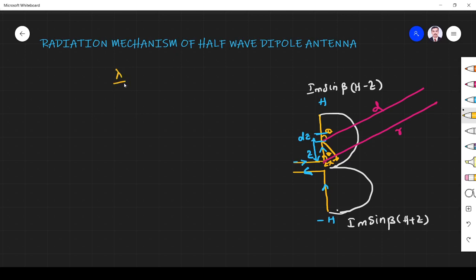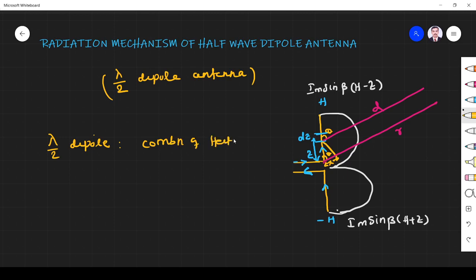Half wave means lambda by 2, right? A lambda by 2 dipole. We can consider a half wave dipole antenna as a combination of Hertzian dipole antennas. We know a Hertzian dipole antenna is nothing but a small current carrying element. If a lot of small current carrying elements are combined, we get a half wave dipole antenna.